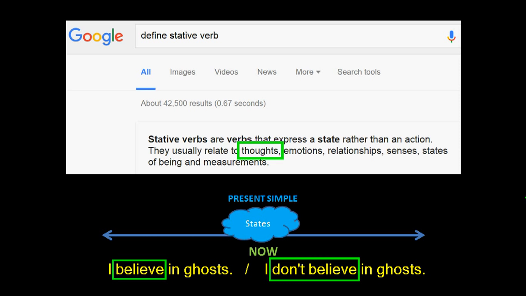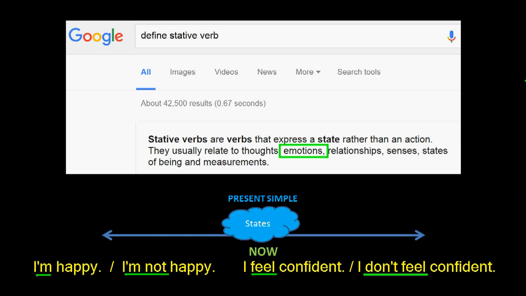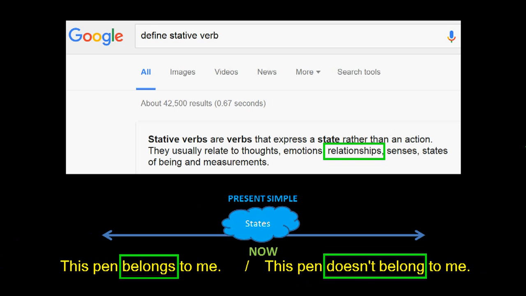These are present simple. Or for emotions, I'm happy, I'm not happy, I feel confident, I don't feel confident. These emotions are also states. We wouldn't say, I am being happy or I am feeling confident. Or for relationships, this pen belongs to me. This pen doesn't belong to me. Present simple. We wouldn't say, this pen is belonging to me or this pen isn't belonging to me.